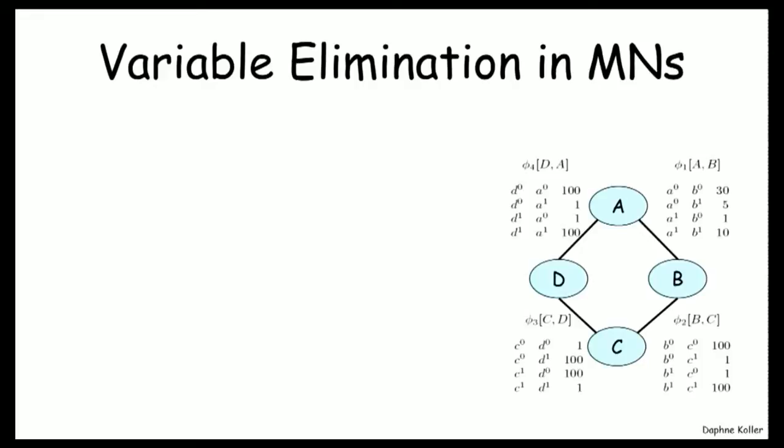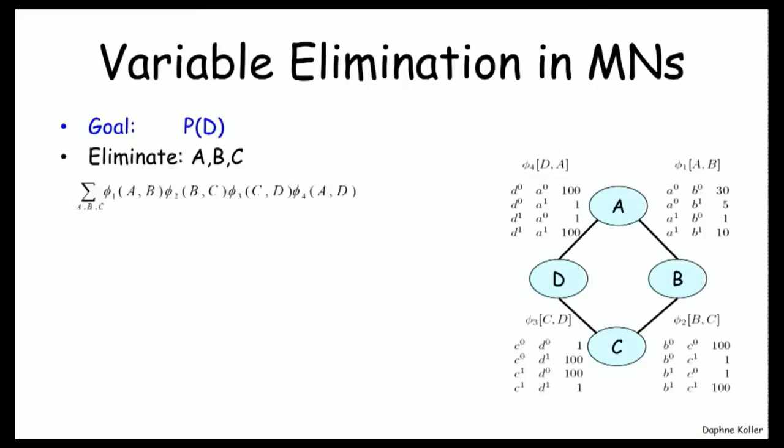So let's see whether the same idea applies to Markov networks. Here's our simple Markov network with 4 variables. Let's imagine that our goal is to compute P of D. In order to do that, we need to eliminate A, B, and C from the unnormalized measures. So we have this being the unnormalized measure, and we're summing up over A, B, and C. And the process works in exactly the same way.